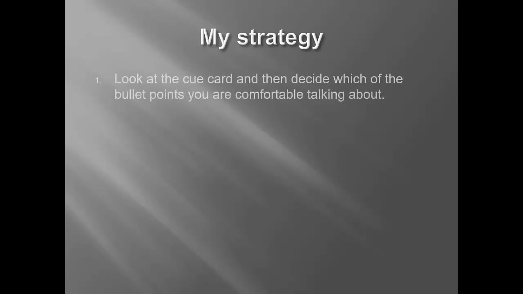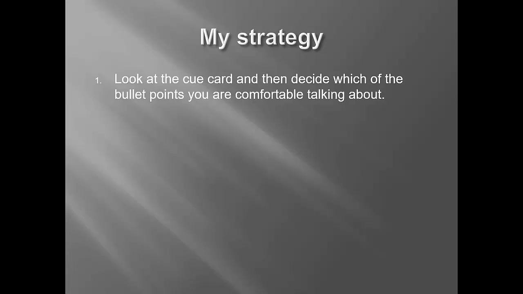So what is the strategy in practice? So number one, you look at the cue card and then decide which of the bullet points you're comfortable talking about. So I am not saying, this strategy is not saying don't talk about the bullet points. What this strategy is saying is use the bullet points if you want, but you don't have to use them. You can use 2 of them. You could use 3 of them. You could use 1 of them. You could use 4 of them. It doesn't matter.